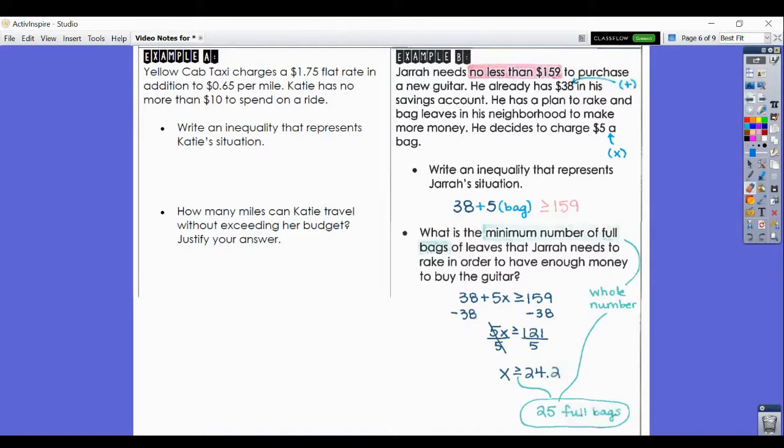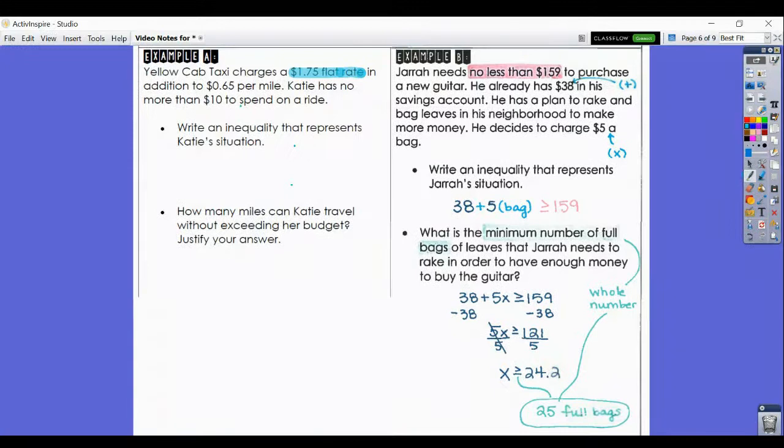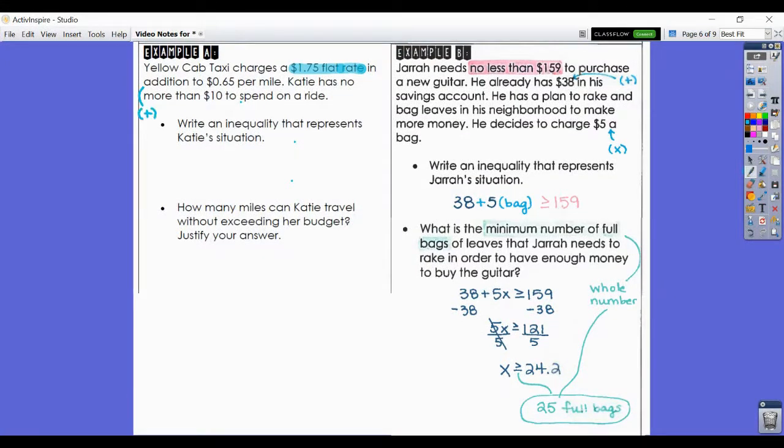The yellow cab taxi charges $1.75 flat rate. So let's start there. In addition, when I see the word addition, I know that's definitely adding here. 65 cents per mile. The word per also tells me that that will be multiplication. Per is absolutely always multiplication there. Katie has no more than $10 to spend on the ride.